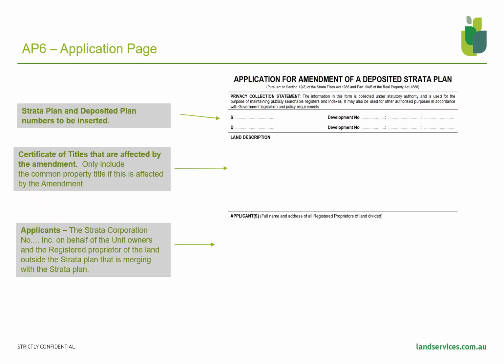The application page for the AP6 requires both the strata plan and the deposited plan numbers to be inserted at the top of the page with their relevant development numbers. Only show the titles from the strata plan that are involved with the amendment, and if there is land outside of the strata scheme merging with the strata plan, then this title will also need to be included.